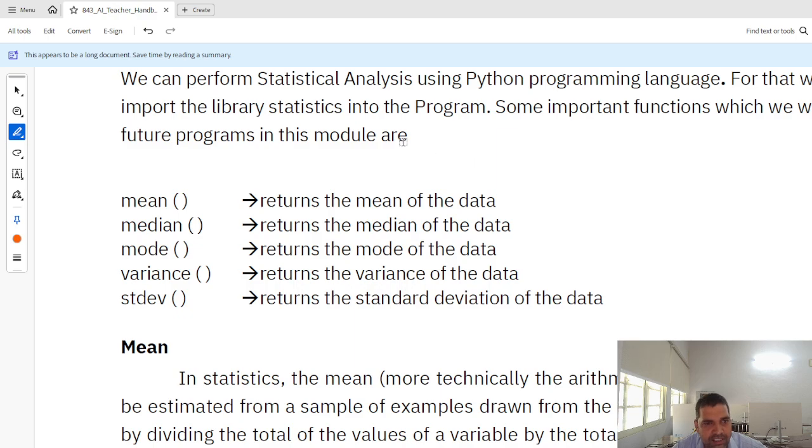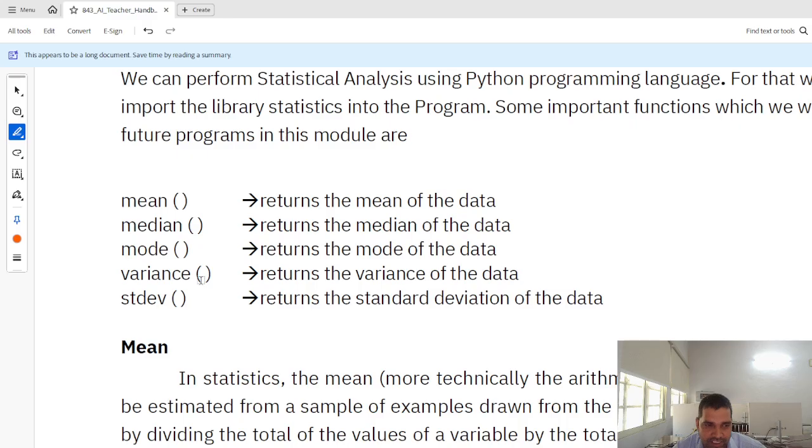We use the statistics module in Python, and that module contains the mean function which returns the mean of the data. It contains the median function which returns the median of the data. It contains the mode function which returns the mode of the data. The variance function will return the variance of the data, and standard deviation will return the standard deviation of the data.